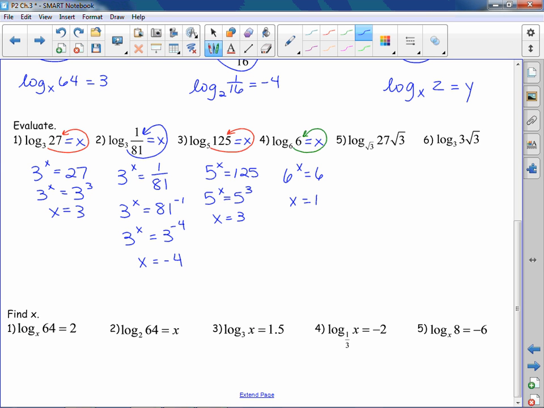We've got log base the square root of 3 of 27 square root 3. Okay. It looks scary, doesn't it? Square root of 3 to the x equals 27 square root 3 when we switch it.